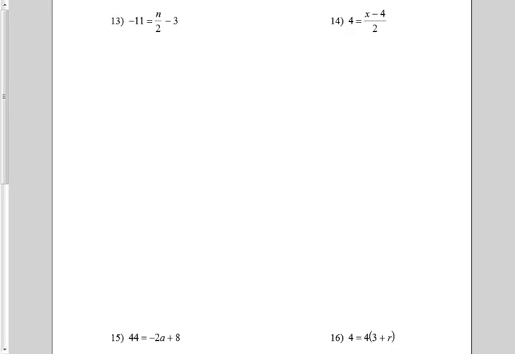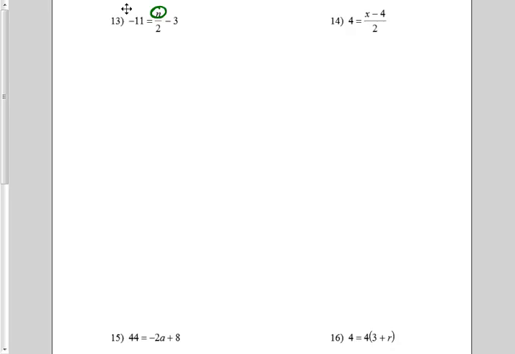So on 13, let's take a look at what we can do. Again, we want to isolate the variable. Let's realize we're going to get that alone. And then at the end, if I have something like 5 equals n, I can always flip that to n equals 5 using the symmetric property.